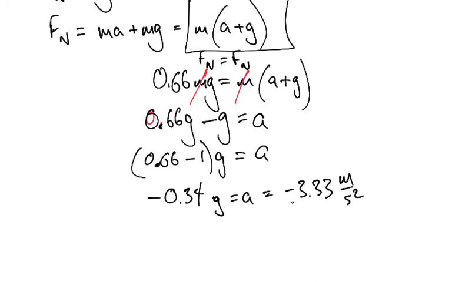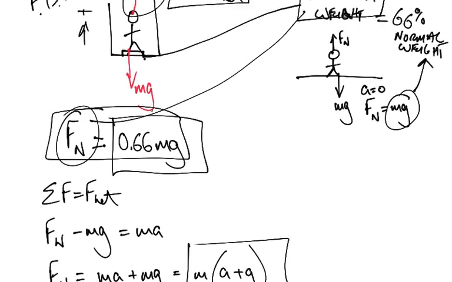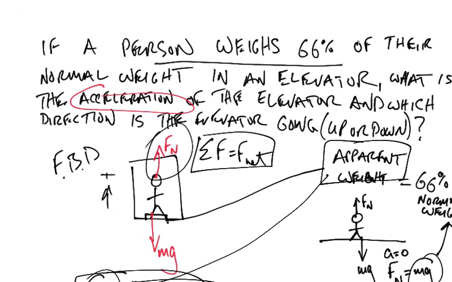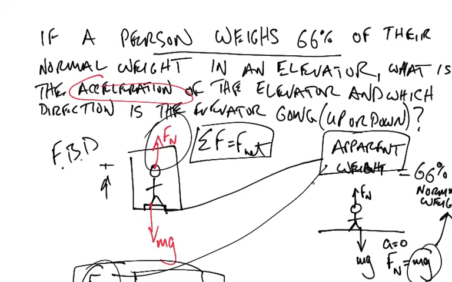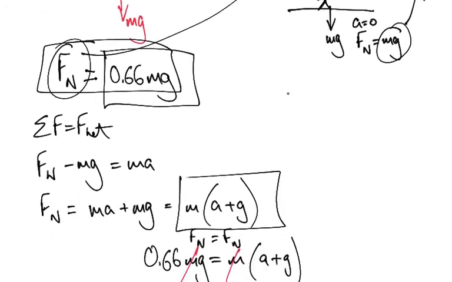So now that we've figured out the acceleration, it is negative 3.33 meters per second squared. Then the second part of the question is, which direction is the elevator going? Is it going up or is it going down?